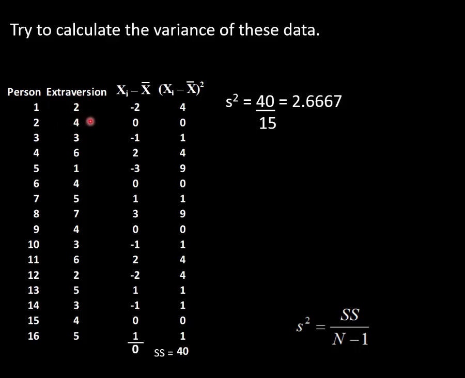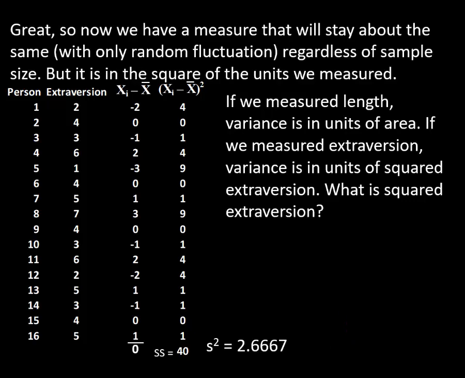I have no idea. I just want to think in terms of my simple scale from 1 to 7 of extroversion. I don't want to think in terms of a squared unit. So I want to do one more thing to this to come up with an even more convenient number. Can you guess what that is? I'll bet you can. That's right. I want to take the square root of it.